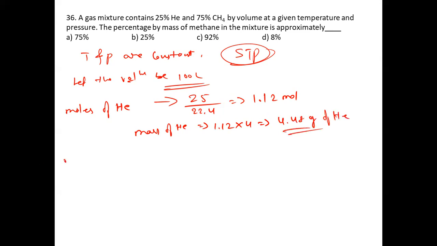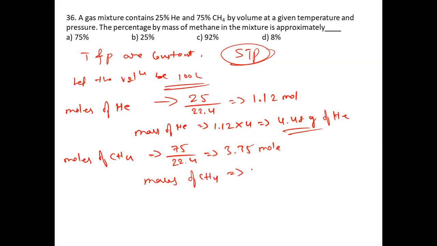Then if we consider moles of methane, that is CH4, we take the ratio like 75% of methane they have given, 75 divided by 22.4, which gives 3.35 mole. Okay, then we can find the mass of methane. That is the product of number of moles into its molar mass, that is 16, which gives 53.60 gram of methane.